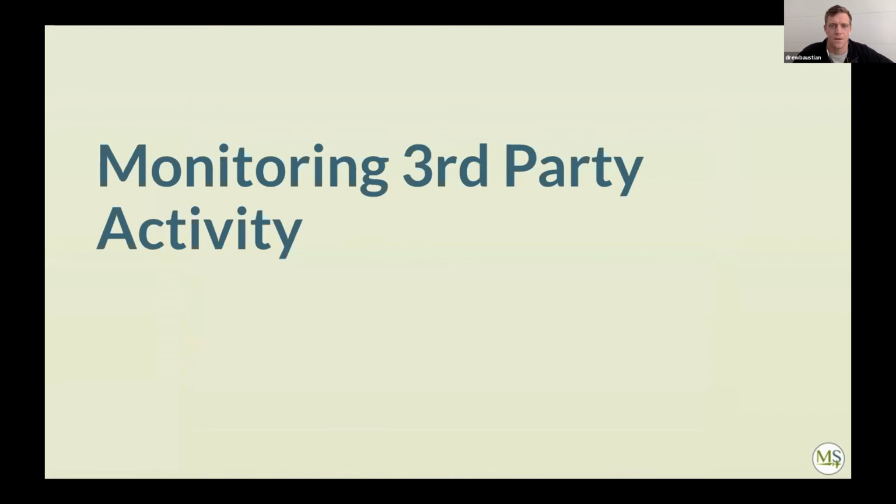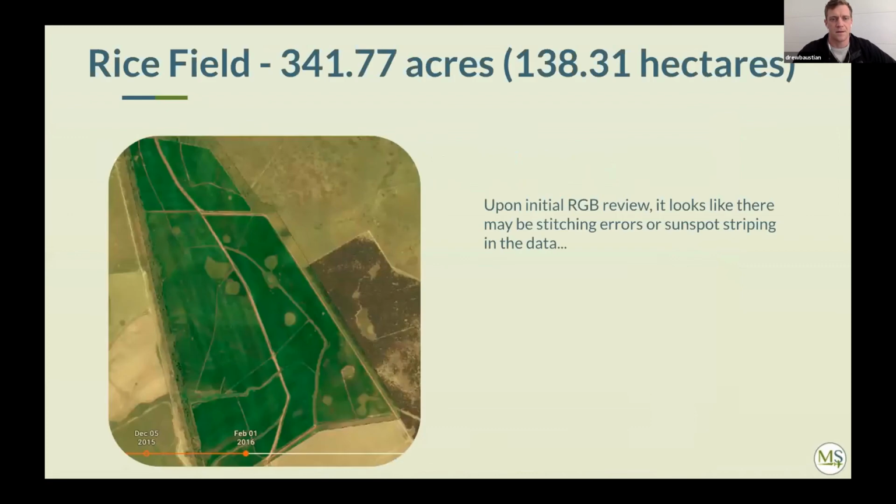Maybe I'll just show you a few of these agricultural examples, and then I'll leave a few minutes for questions if there are any. So this is a rice field in Argentina, and what the end user did was fly it after a third party did a fertilizer application.